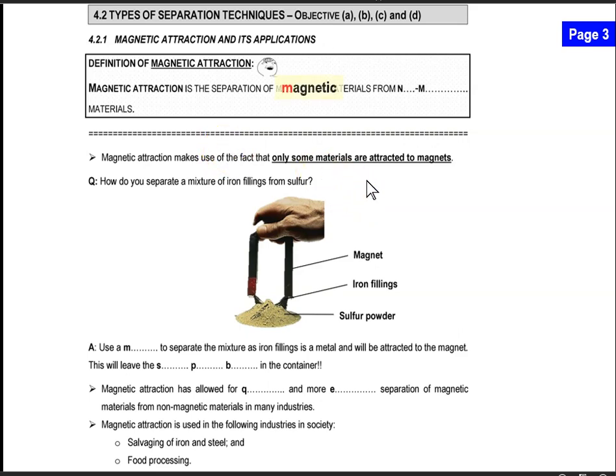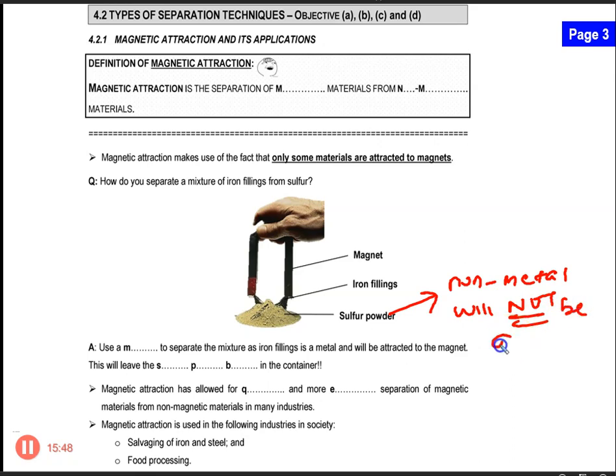So if you look at this picture over here, you can see there's a question over here, right? Now the question says, how do you separate a mixture of iron filings from sulfur? Now you may remember this is very similar to your question in your theory workbook, when we ask you how are you going to separate your iron filings from your sulfur powder. Okay, so why do you think the person is actually using a magnet? That's because the magnet will attract the iron, leaving behind the sulfur, because sulfur, you may want to write this down, is a non-metal. That means it will not be attracted to magnets.